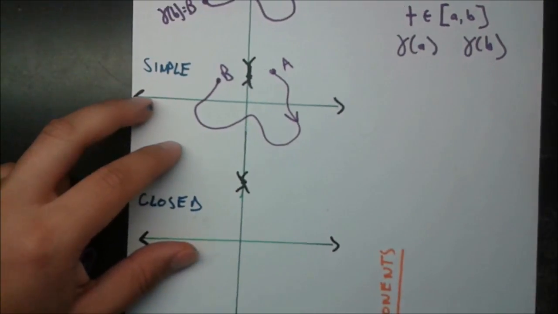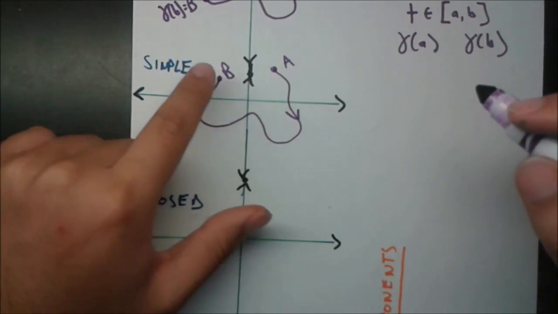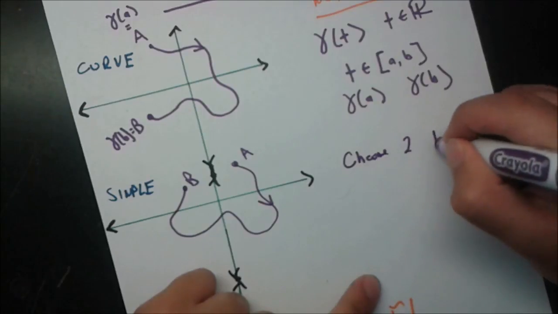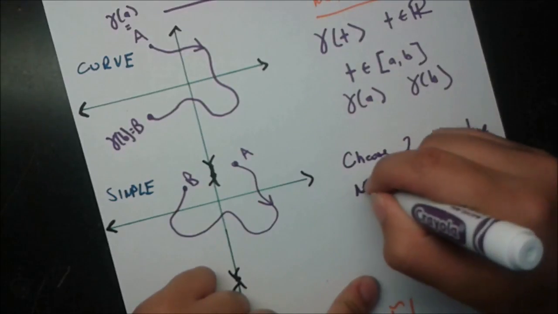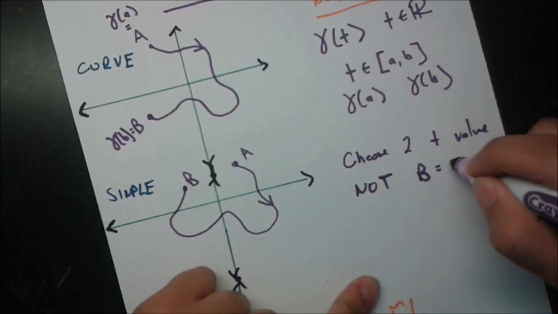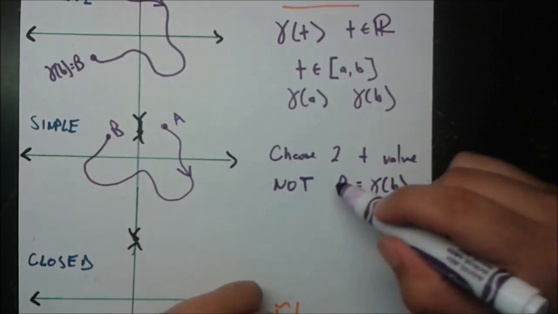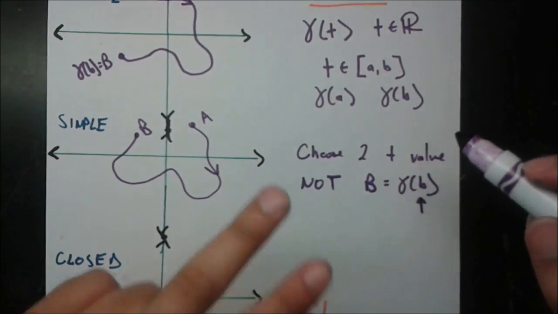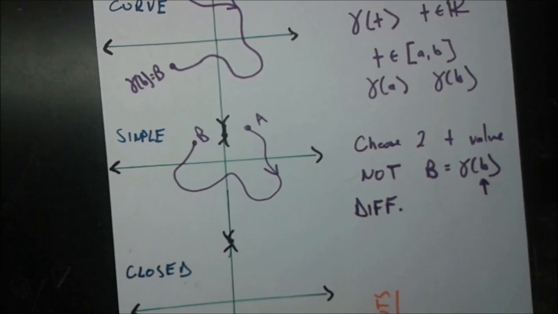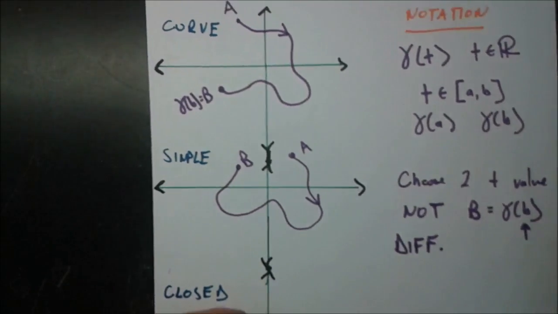In mathematical language, what that means is if I choose two different t's where the t cannot be the endpoint. So let me just write it here. Choose two t values, and in big letters, not b. You can't choose gamma of b equals B. That cannot be the point you choose. So choose any two other t values that are different. And if you choose those, you should never be able to land on the same point on the curve. So let's see if that's true.